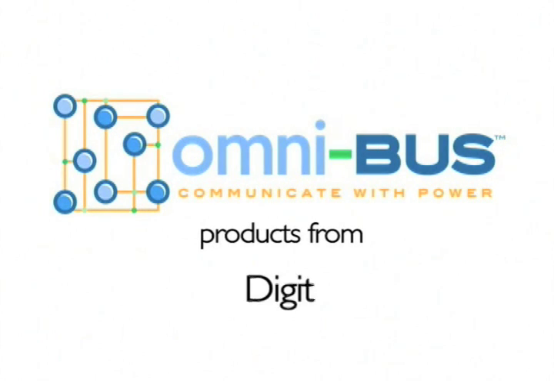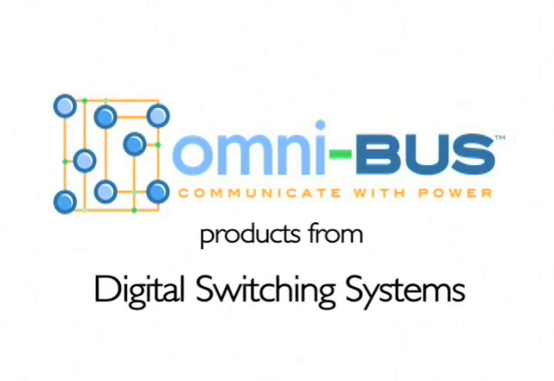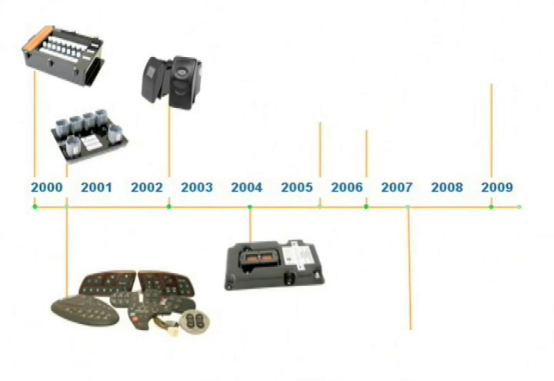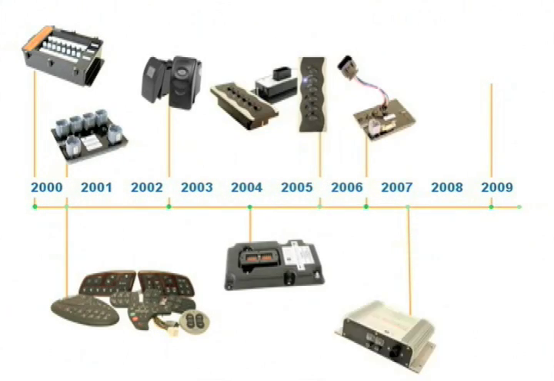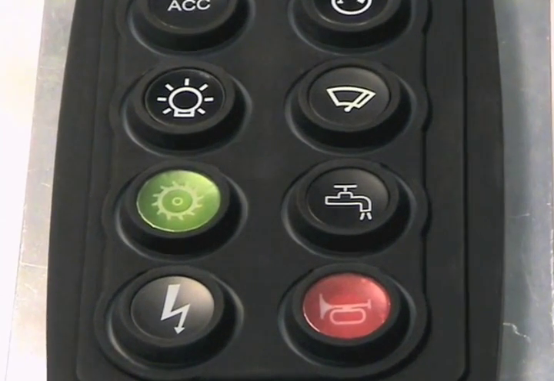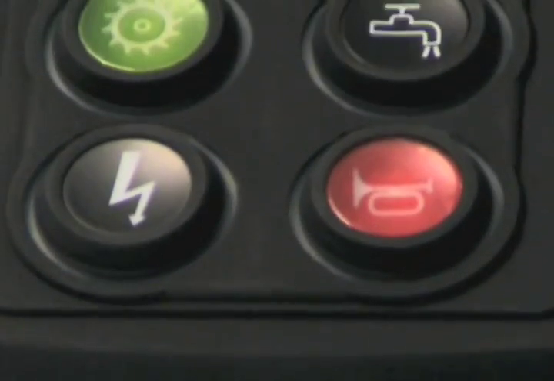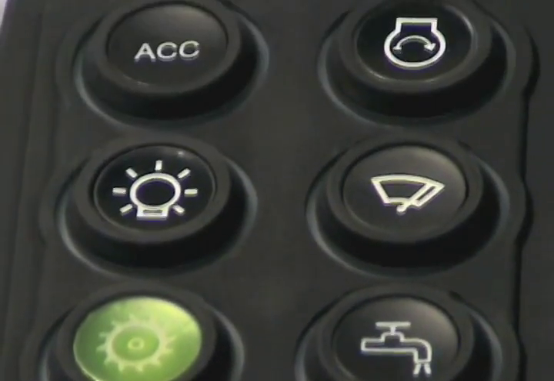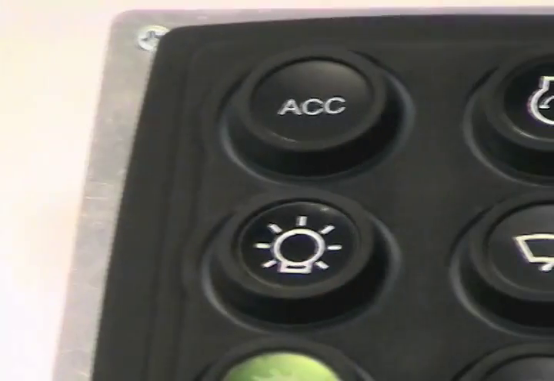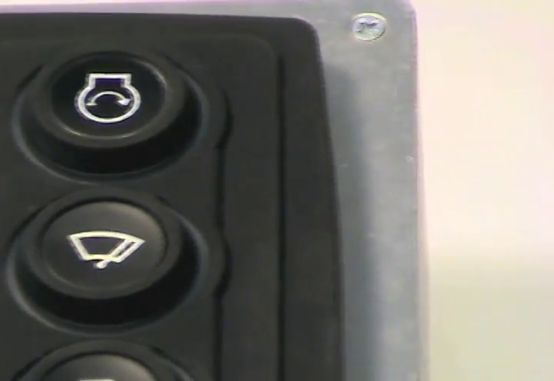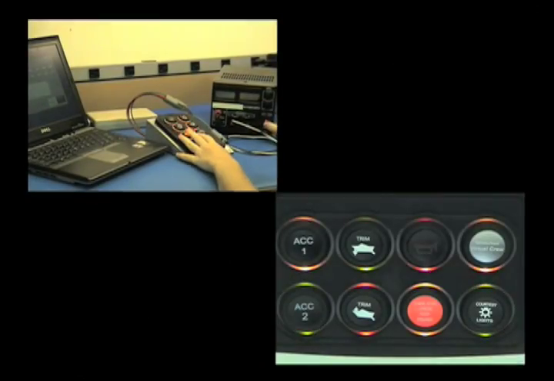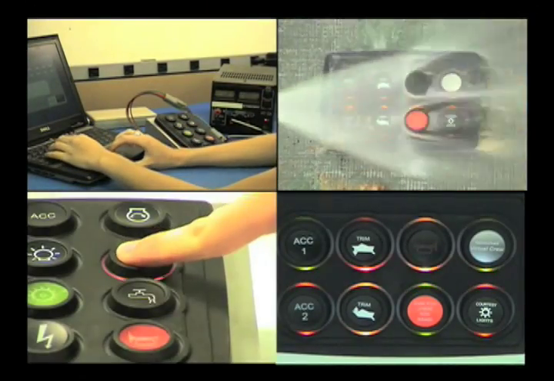For 8 years, Digital Switching Systems has pioneered their industry as the leading supplier of power management systems for low-voltage, ruggedized applications. Introducing the PowerKey Pro, the next-generation keypad from the omni-BUS series. The PowerKey Pro is a reconfigurable human interface device. Setting a new benchmark for intelligent design, the PowerKey Pro is smart, versatile, rugged, reliable, and affordable.